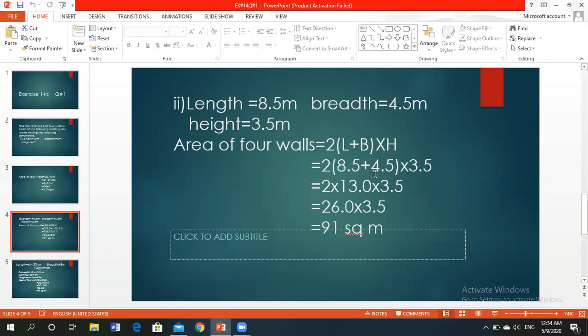Now 8.5 plus 4.5 is equal to 13.0. The 0.0 is valueless. 13 times 2 is 26. 26.0 times 3.5 is 91 square meters. The 0.0 is valueless, so 26 times 3.5 is 91.